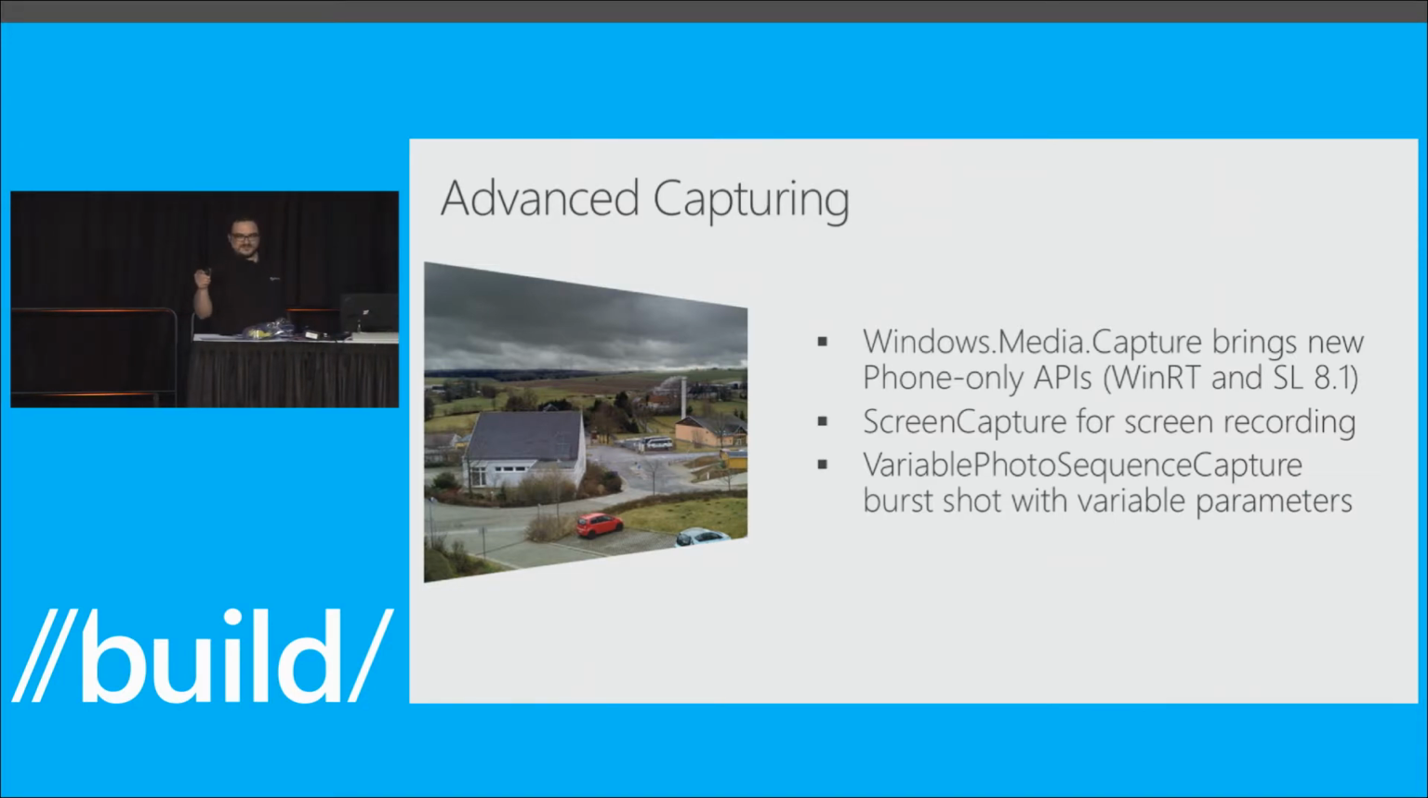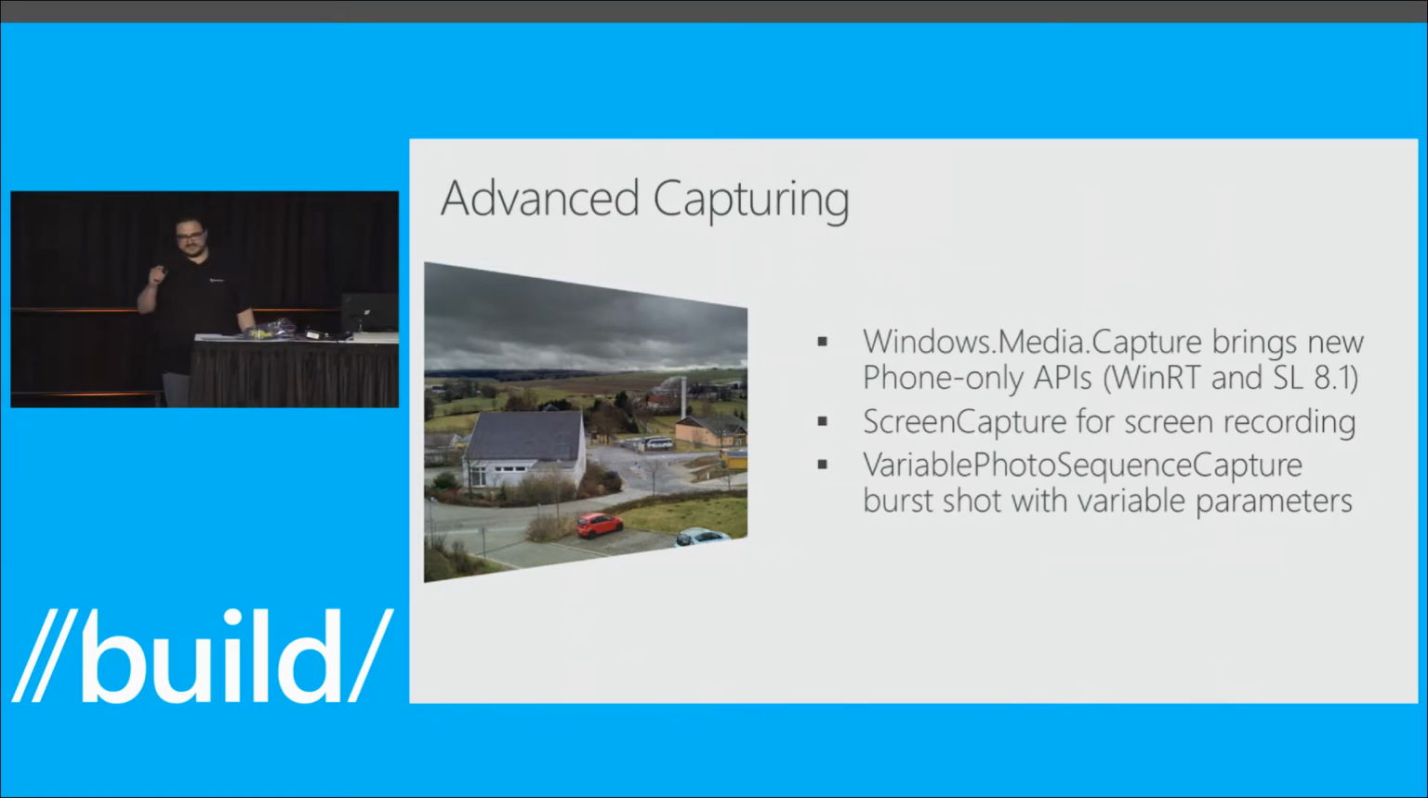And there's another cool phone-exclusive API. It's called Variable Photo Sequence Capture. As you know, with the devices we have these days, like I have the Lumia 1020 here, it has an amazing camera, right? And it's better than average pocket cameras. So it makes sense to have some cool new phone-exclusive APIs available for phone. And one of them is the variable photo sequence capture.